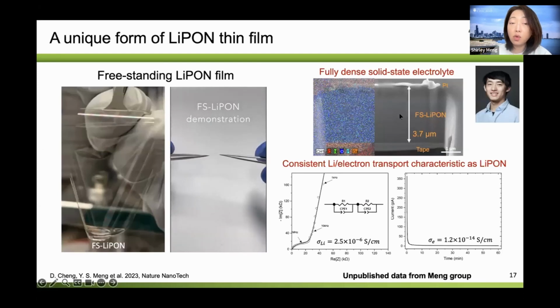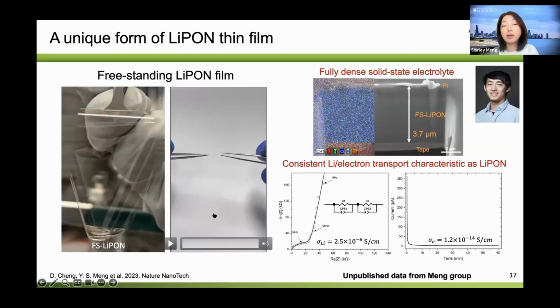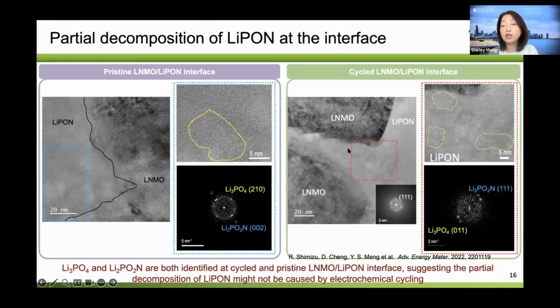This film is about 4 micrometer thick and can be made into pretty large area. So I would say one stone for two birds. We were actually trying to study the buried interface, but the fundamental studies actually inspired us to make LiPON in this kind of freestanding form, because based on the observation we have, we believe that the mechanical properties of the LiPON is very conformal. We wouldn't call it a ceramic, but it's like a ceramic in the ultra thin form. It actually can be flexible.